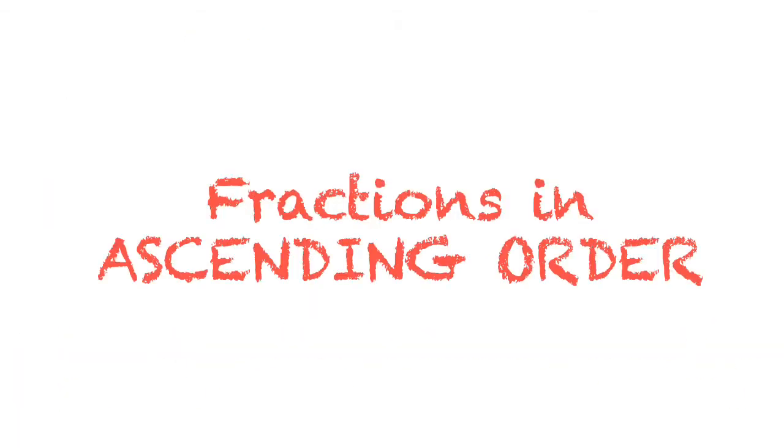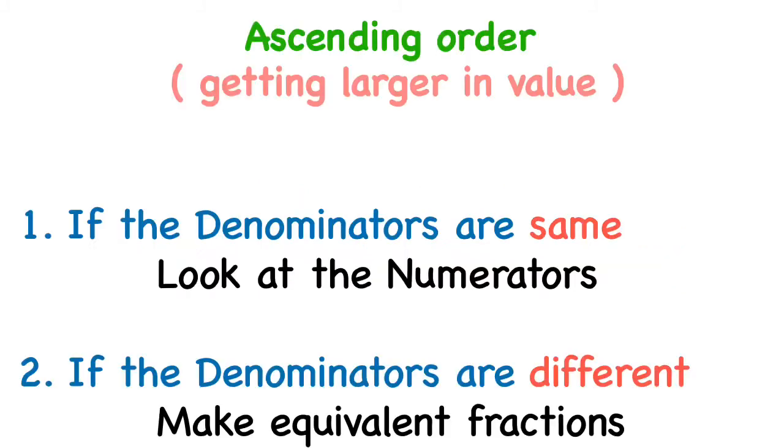In this video, we will learn fractions in ascending order. Ascending order means getting larger in value, that is from least to greatest. So we will do this in two parts. First, if the denominators are same, we will look at the numerators. And in the second part, if the denominators are different, for that we make equivalent fractions.